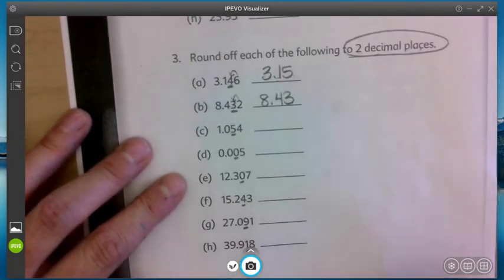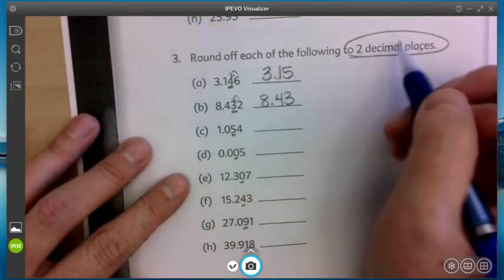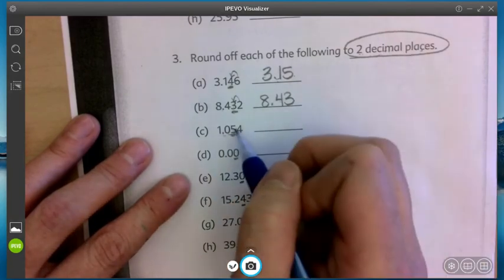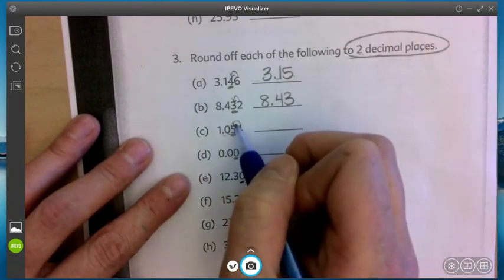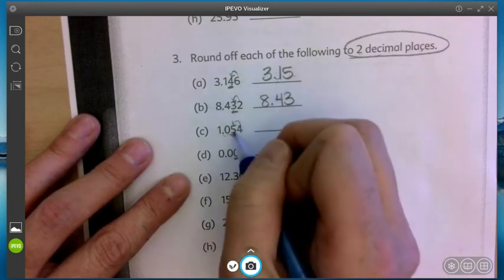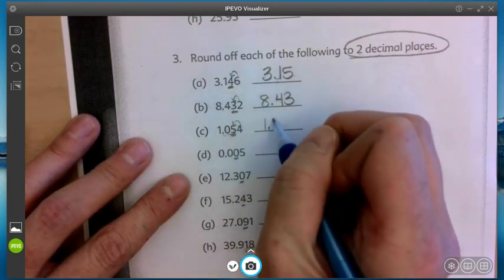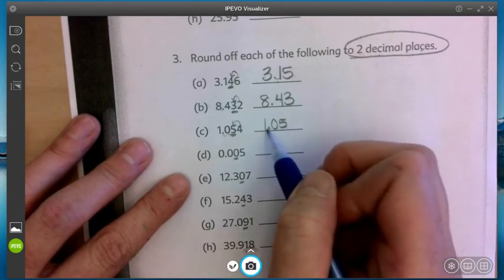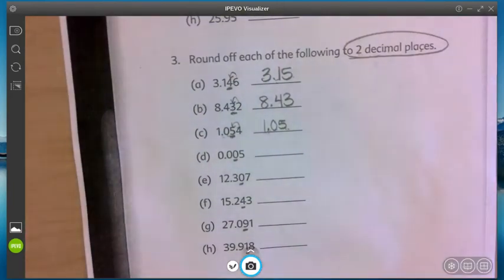I'll do one more, and then I'll end. So I have underlined the second decimal place. It's 1, 2. I underlined it. Now look to the right of it. Can this 4 bump up the 5? No, it cannot. So this stays the same, and it's just 1.05. And again, that's 2 decimal places after the decimal. It's 2 digits over.